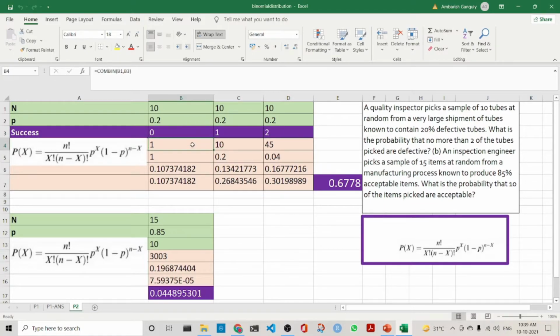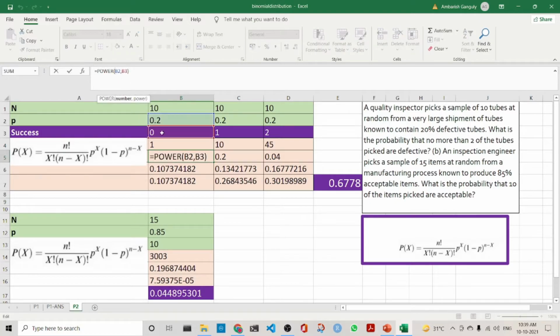And here it is the combination, which is n choose x, so that is b1 to b3. So this is b1 and this is b3: 10 choose 0, 10 choose 1 and 10 choose 2. So this is the first term. Then p to the power x, where p is 0.2, so it is b2 to b3.